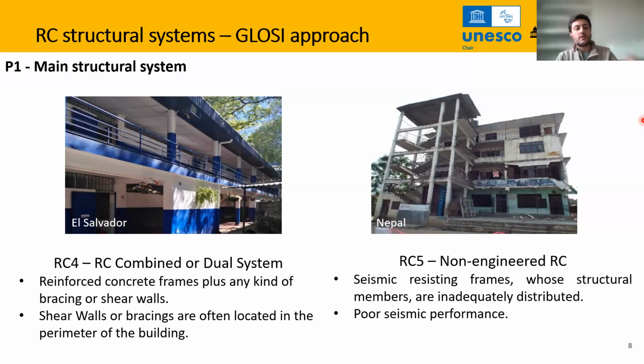For example, if an RC1 or an RC3 building is retrofitted, one option for the retrofitting is precisely to include this type of shear walls or steel bracing, and therefore the building in the retrofitted condition will change the structural system to an RC4. Finally, the GLOSSI includes a fifth element, that is the RC5. It is a non-engineered RC building in which there are some existing frames, but the structural members are inadequately distributed. So therefore, you will expect a poor seismic performance of these buildings.